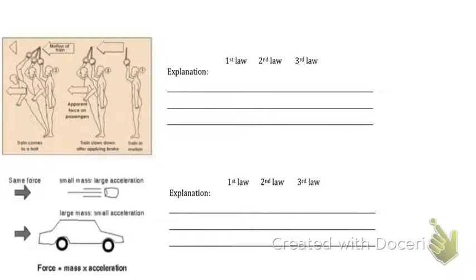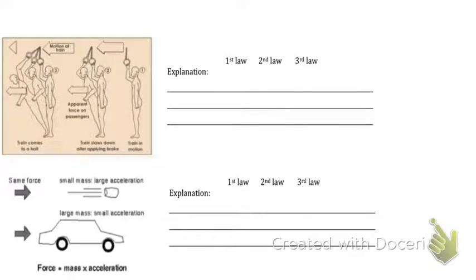So in this first example, we have this individual who's on a metro or a train, and you can see that at step 1, all the way on the right-hand side, the train is in motion. And so the train begins to slow down, applying the brake. And so there's an apparent force on the passenger which causes them to move forward. And when it comes to a complete stop, you really feel that forward motion.